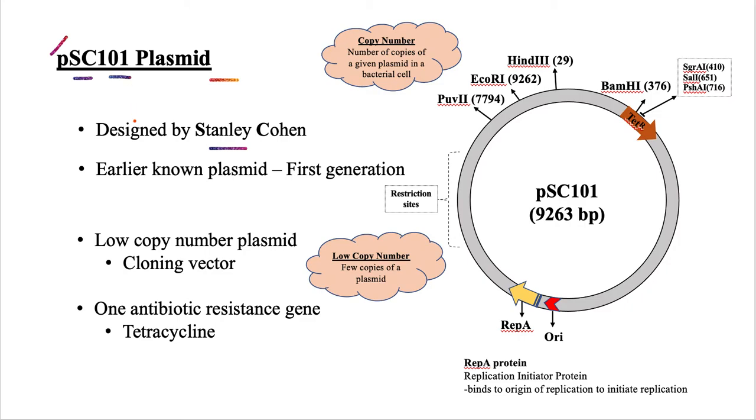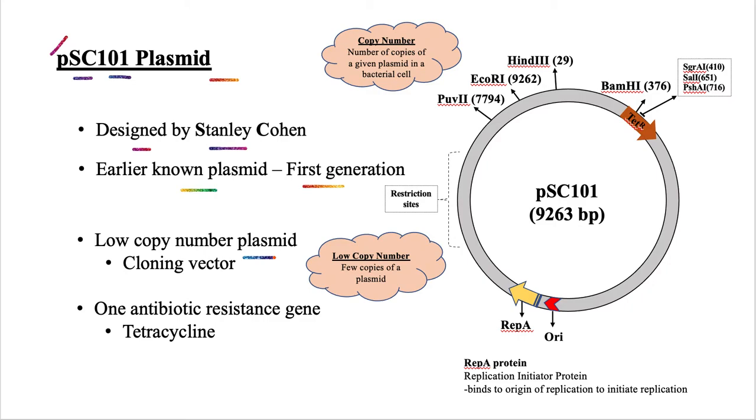So the pSC101 plasmid was designed by Stanley Cohen, and it is rather one of the earliest known plasmids, a sort of first generation plasmid. It was designed in the early 70s. It is a low copy number plasmid.